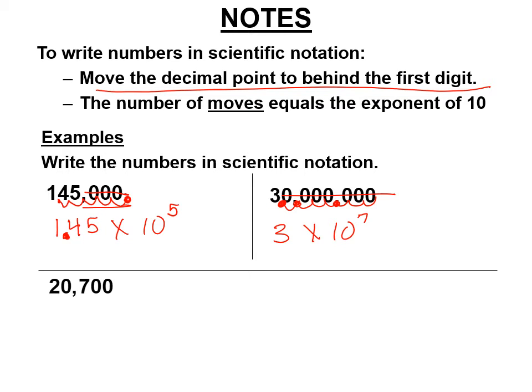All right, so now you can get rid of the zeros on the end. That zero in the middle is called a trap zero, so that has to stay there. The decimal has to go behind the first digit, so it's 2.07 times 10 to the what? 1, 2, 3, 4. 2.07 times 10 to the fourth is this number, 20,700. So that's what you're doing.